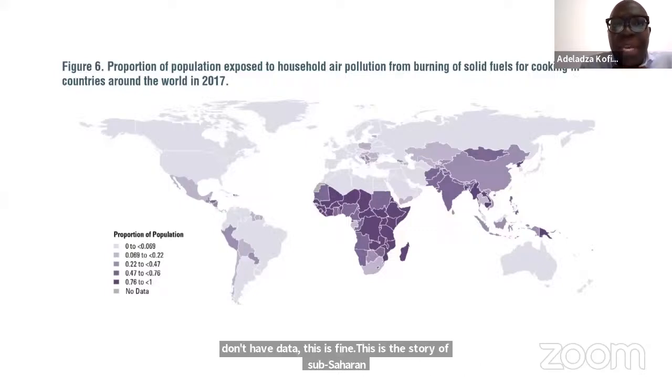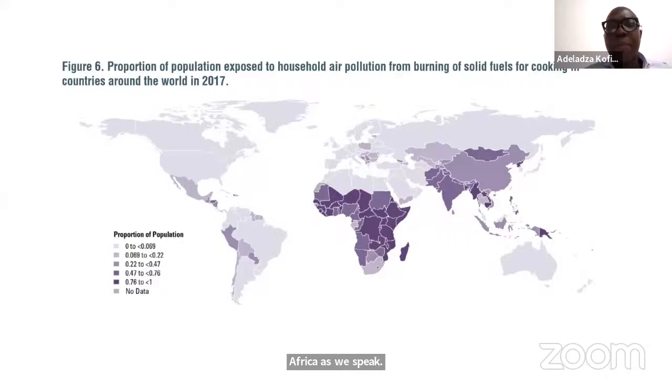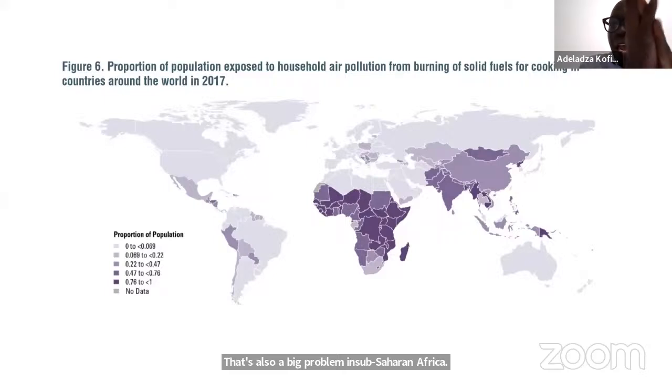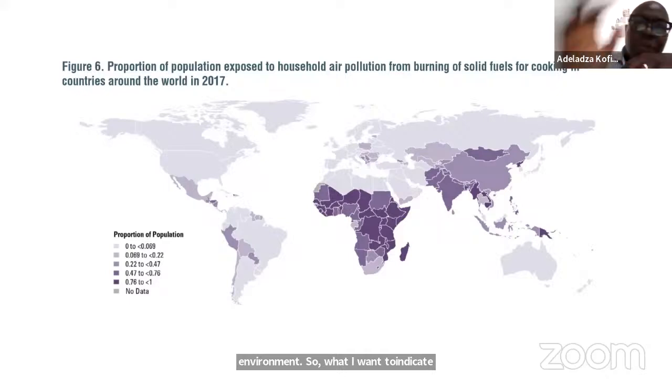Again, in sub-Saharan Africa and many developing regions of the world, there is something we call household air pollution, and that is also a big problem. This is because we are using charcoal and wood for cooking. About 75% plus of the population use charcoal and wood for cooking and heating, and this generates a lot of pollution in the household, which can also get into the ambient environment. So what I want to indicate here is that household air pollution as a result of solid fuel use is also one of the major contributors of ambient air pollution. And again, you look at sub-Saharan Africa, this is where we are using the solid fuels mostly.